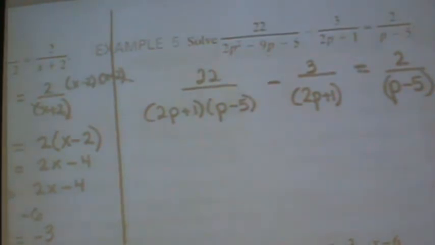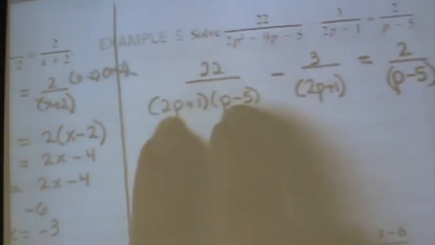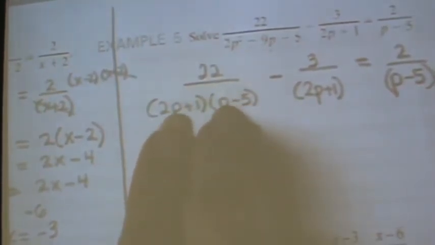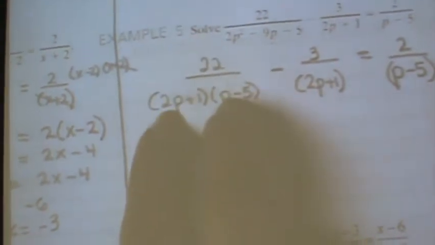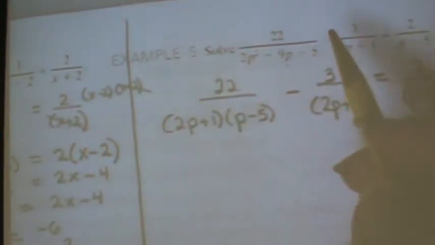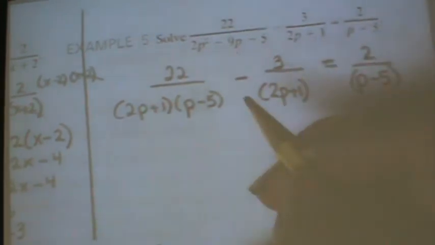I just double checked. So what are you going to multiply this by, and this by? The 2p plus 1, and p minus 5. So, what you can do is exactly what we did on this one. You could write this here, here, and here. Or what you could do is what? Anyone have a suggestion so it's not so messy? Common sense, what do you think you're going to do?